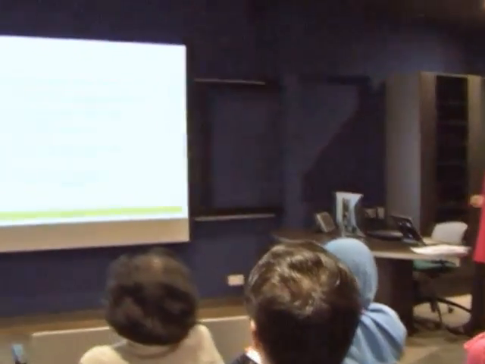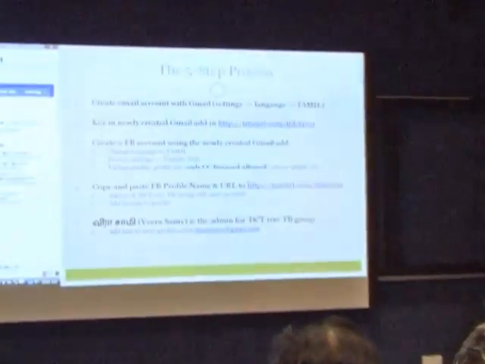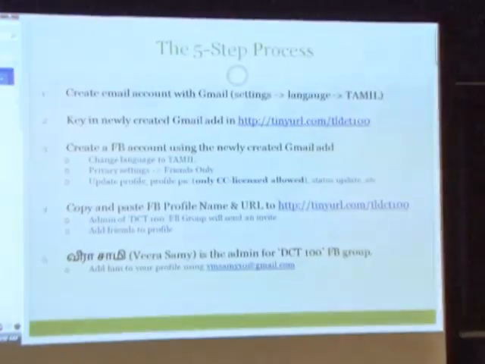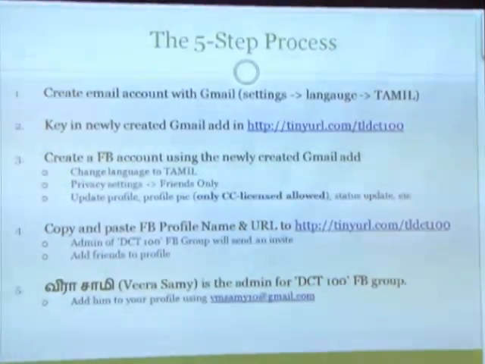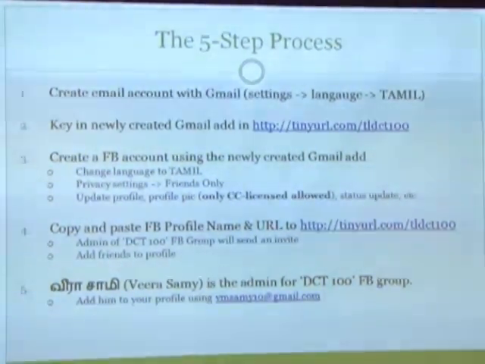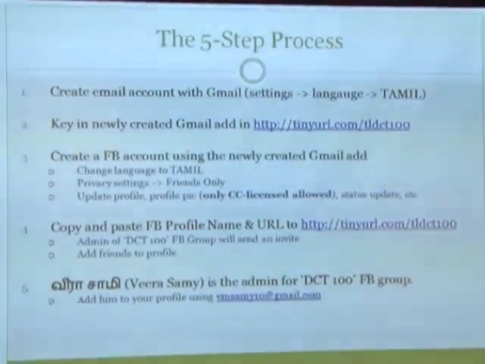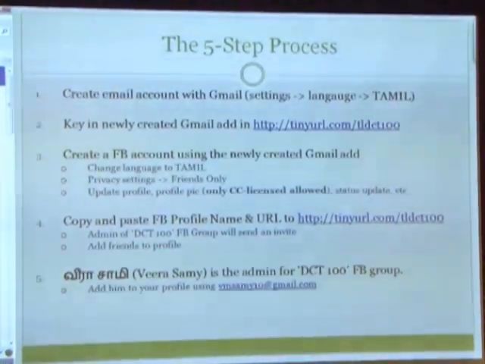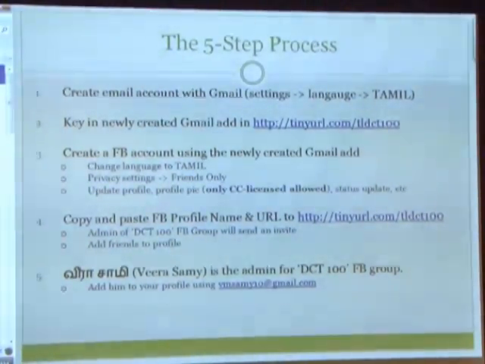Then they have to create a Facebook account using the newly created Gmail address. They have to change the language to Tamil setting. Then it's only for friends, so it's a control group. DPET year 1 is one group and DPET year 2 is one group. They should not interact with one another. Within their class only they have to interact.